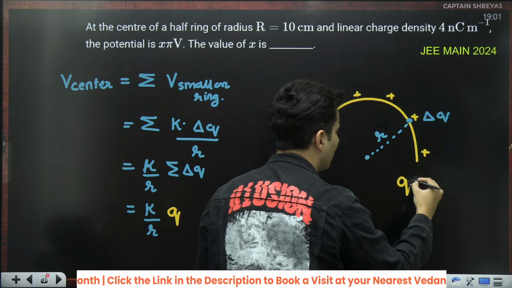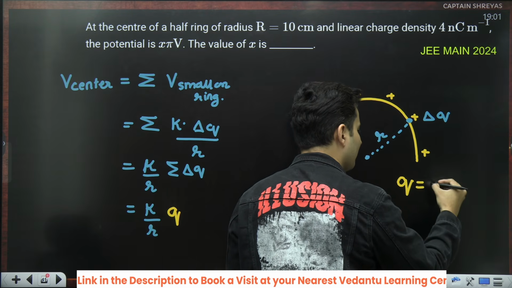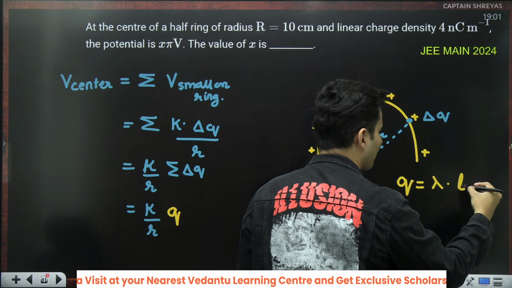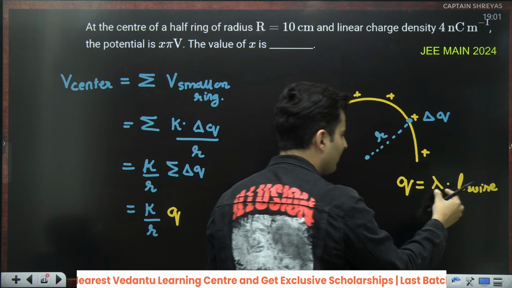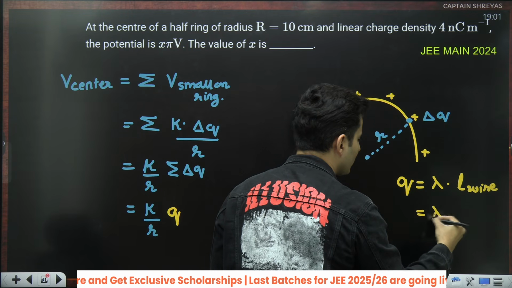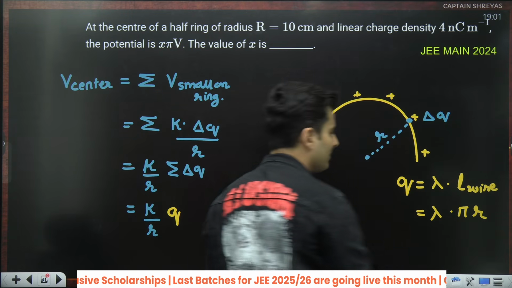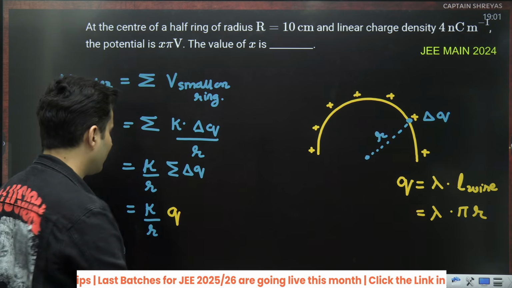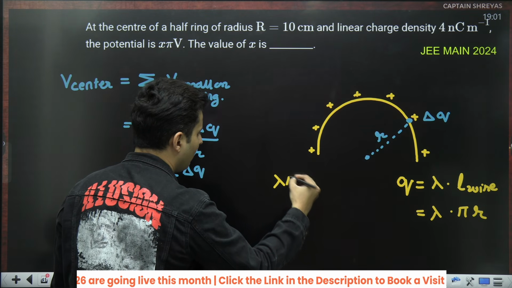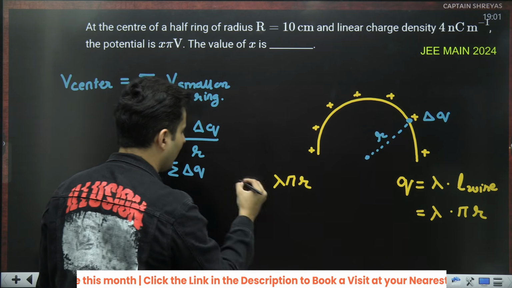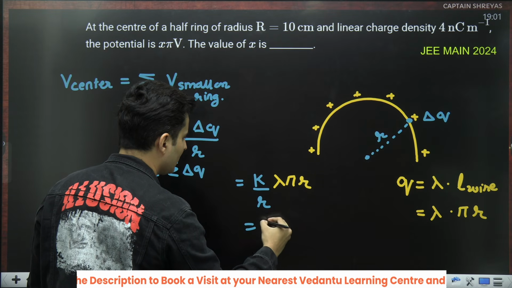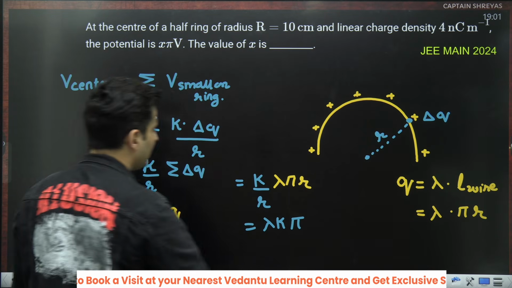Now what is the total charge on the ring? Well, it is nothing but how much charge you have per unit length multiplied by the length of the wire. Remember, lambda was Q divided by L. So Q will be lambda multiplied by L. The length of the wire will be pi r, that's the semicircle's circumference. So instead of Q, you just replace it with lambda pi r, and you will get K, and then divided by R, R cancels. So lambda K pi.